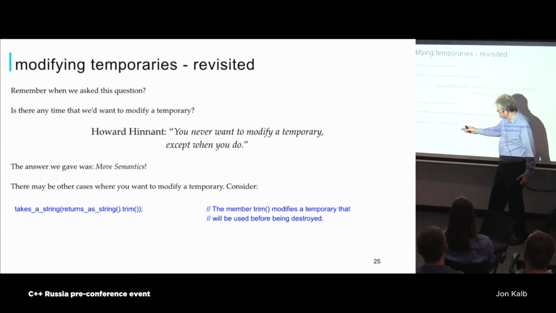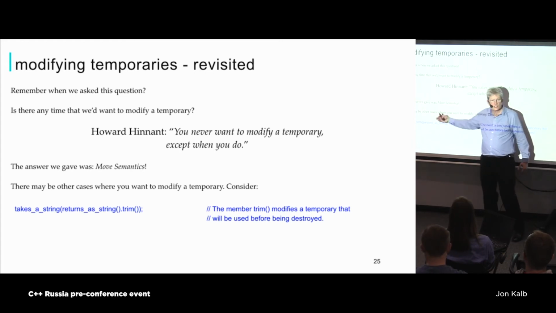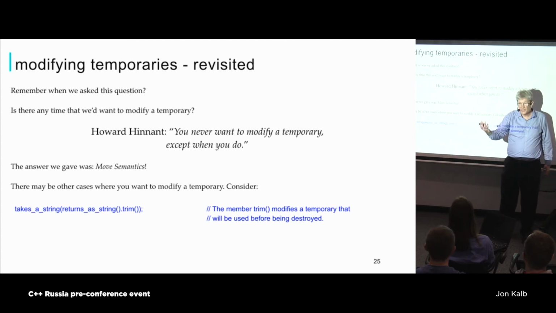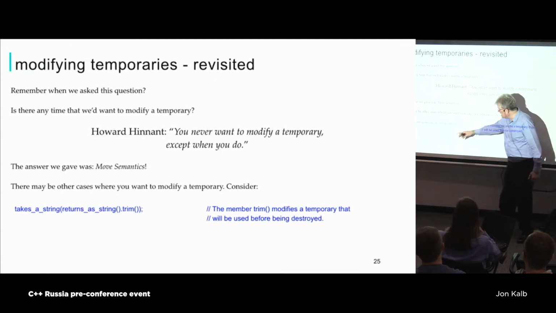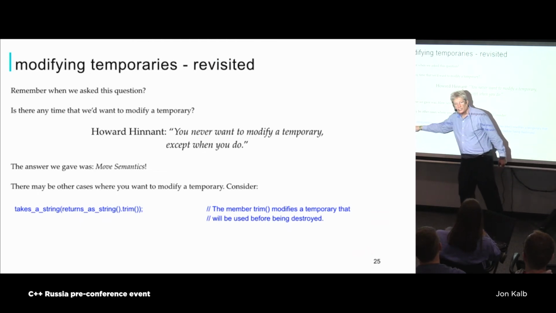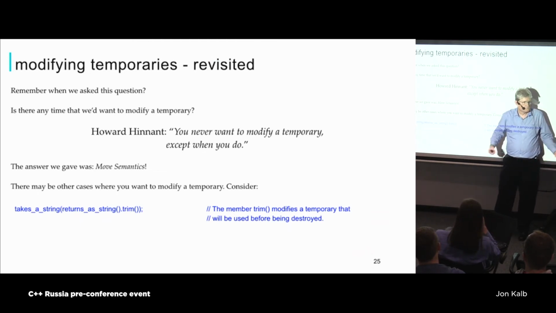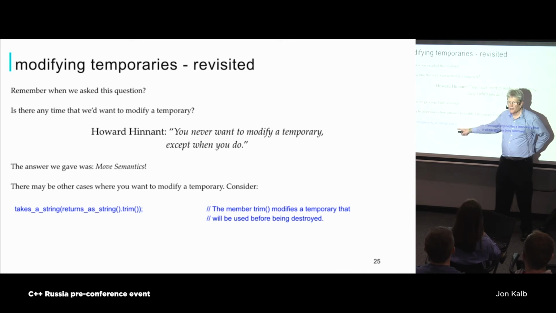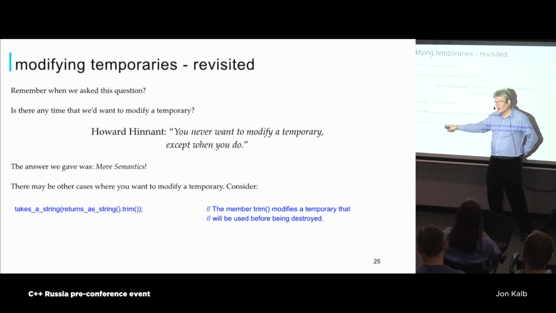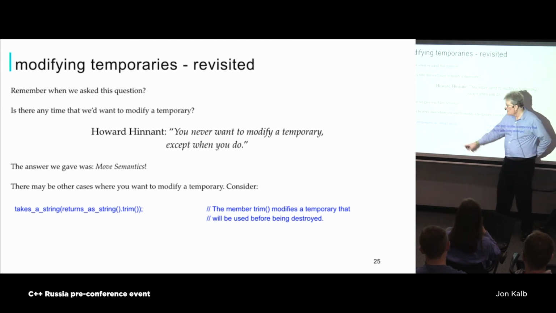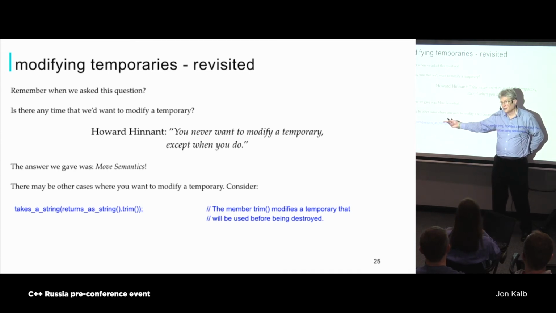So here's an example. I'm calling a function that returns a string. So the return value from a function is a temporary, right? But in this case, I want to pass the result of that into a function that takes a string. Does that make sense? Call a function that gives me a string, pass it to a function that takes a string. But notice, I also want to trim it before I pass it. Something I might want to do. Does that make sense? But notice what I'm doing when I do the trim. If the trim is returning a trimmed copy, not an issue. But if the trim is done in place, then I'm modifying a temporary.